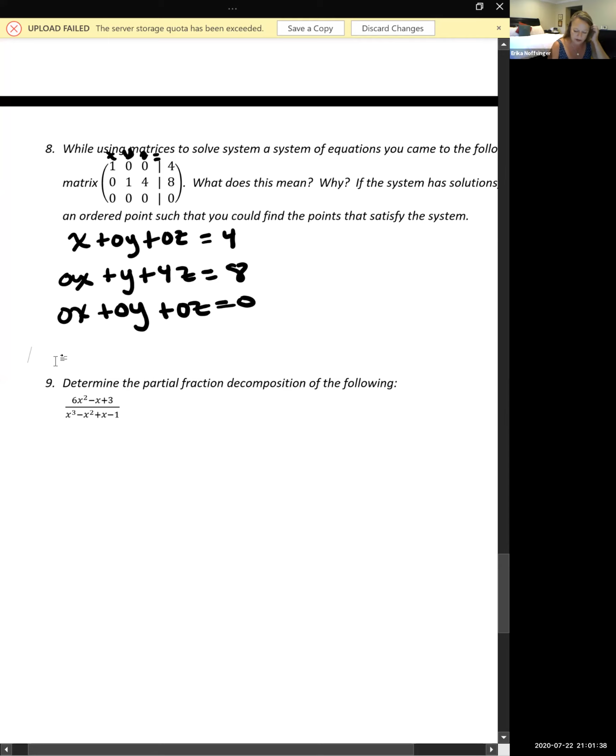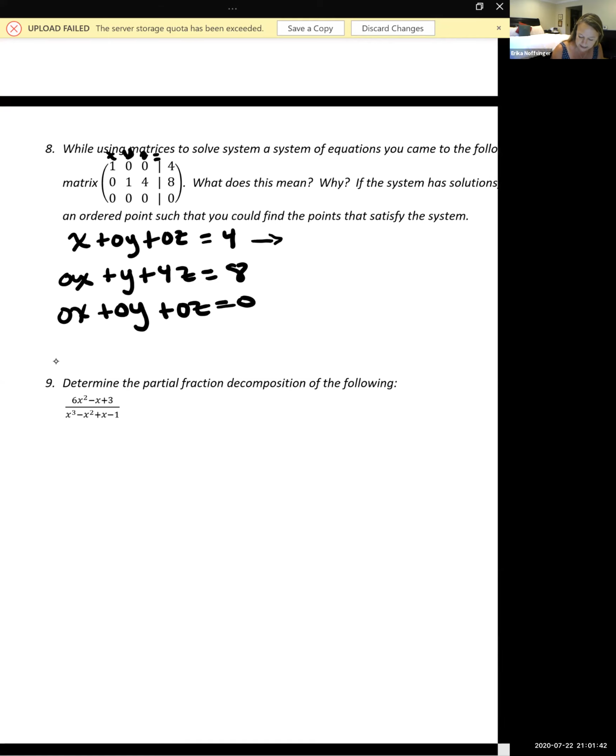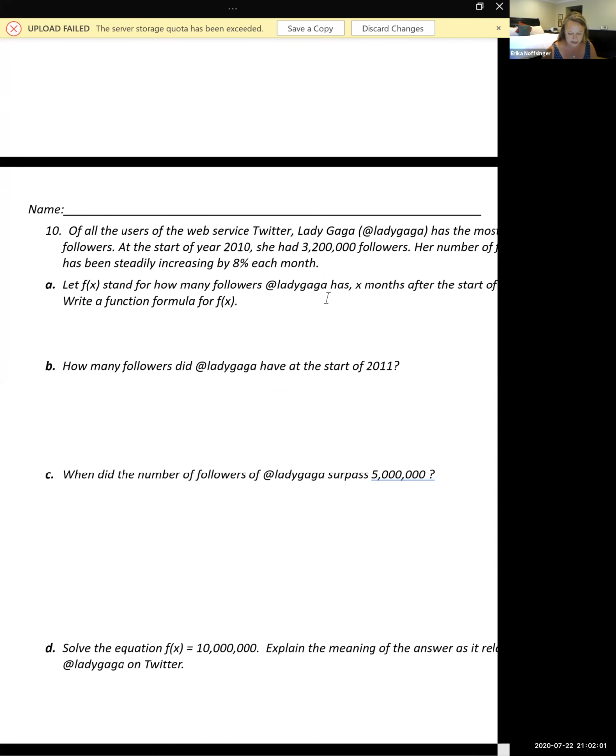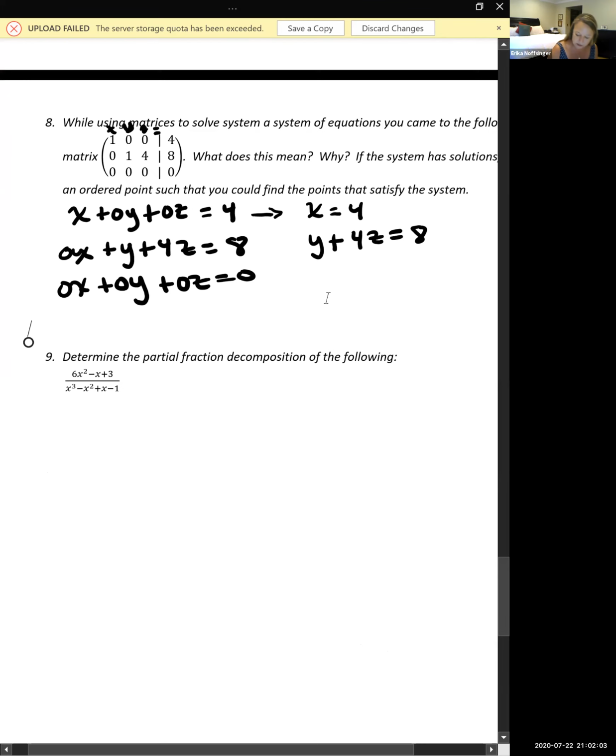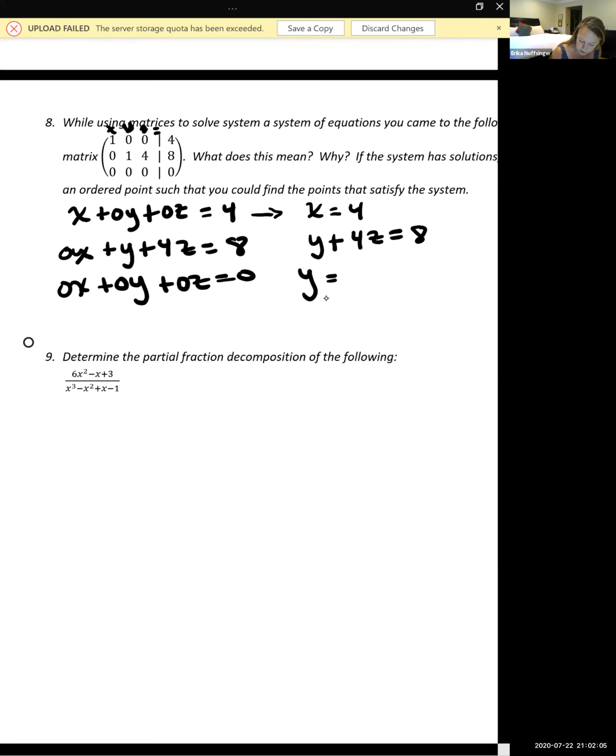So we look at our first equation here. This is saying that x is equal to 4. Here, this is saying that y plus 4z is equal to 8. So let's just rewrite y in terms of z, or we could rewrite z in terms of y, but it looks like it's easier to rewrite y in terms of z. So we have y is equal to 8 minus 4z.